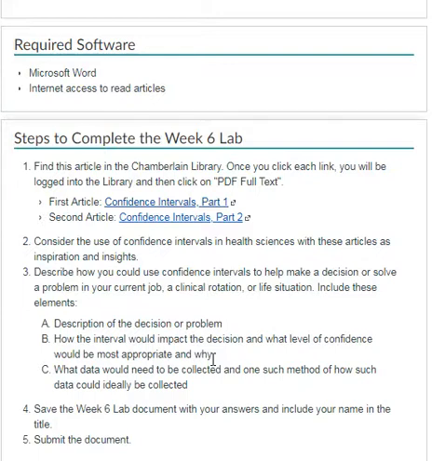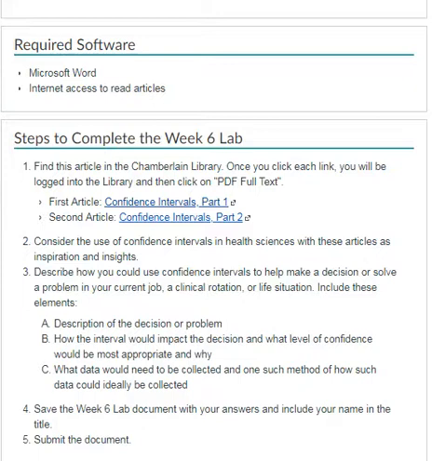And then in part C, in order to gather your sample and create your confidence interval, what data would need to be collected, and what's one way you could go about collecting that data, ideally with a good random sample. And when you're done answering those questions, make sure your name is on your document and then upload it. And let me know if you get questions or stuck anywhere along the way.